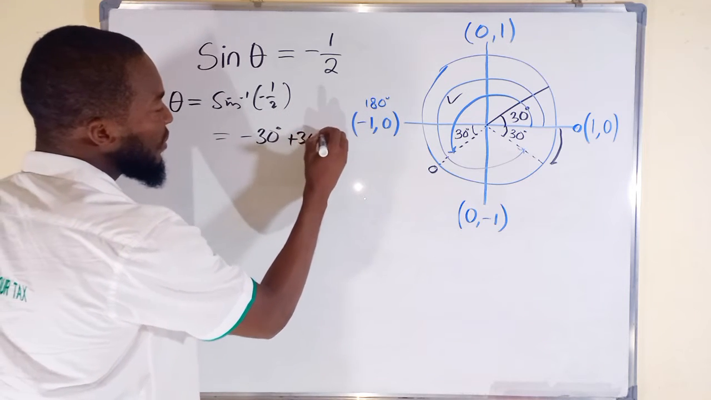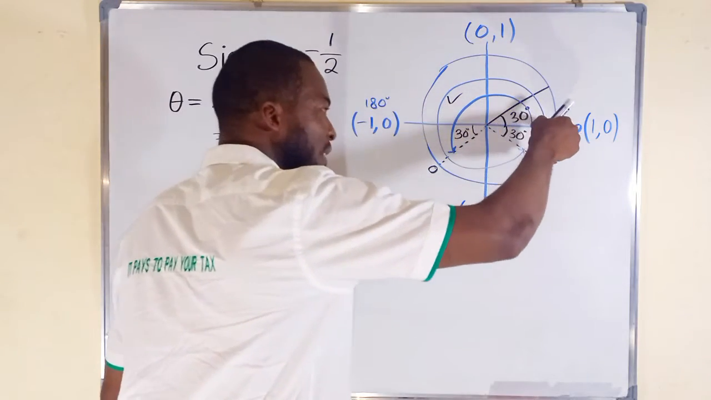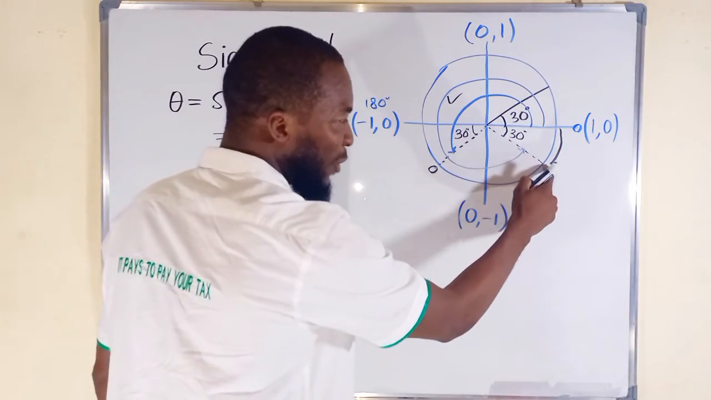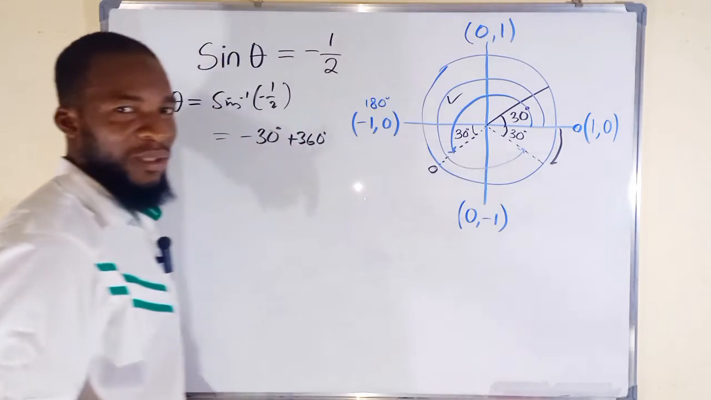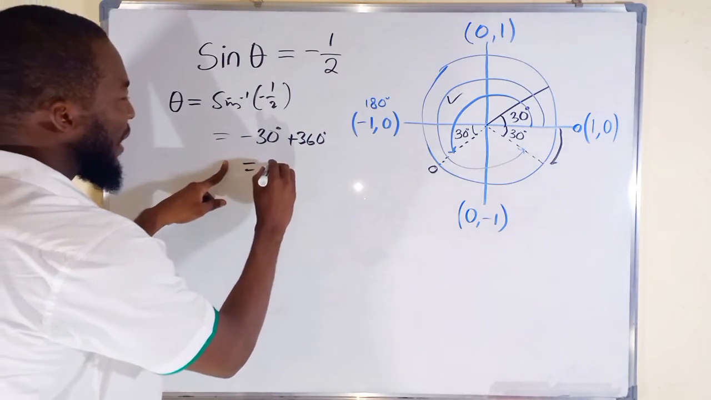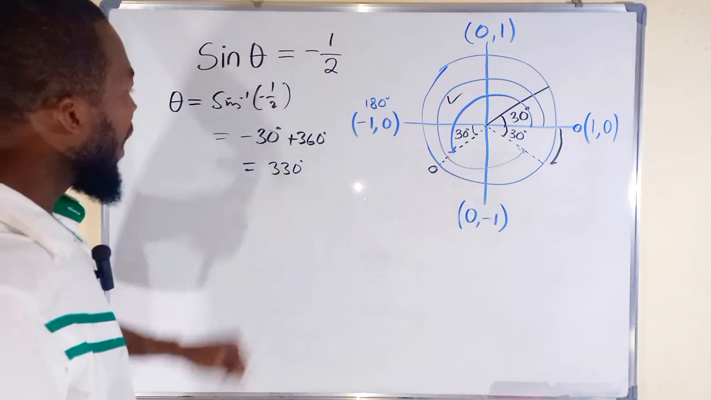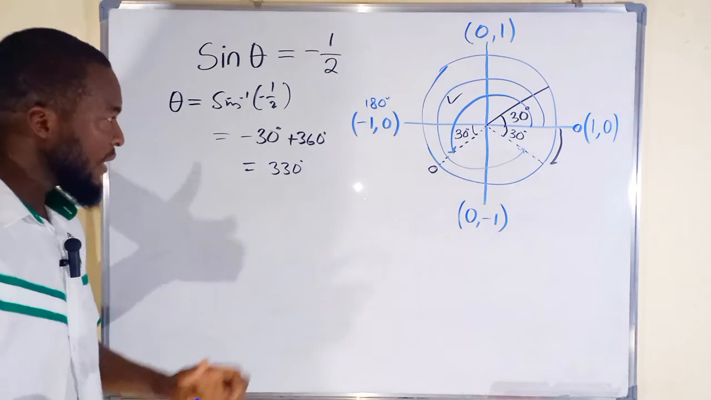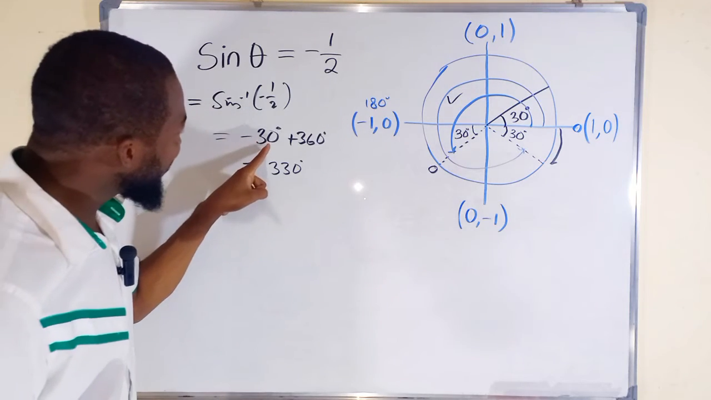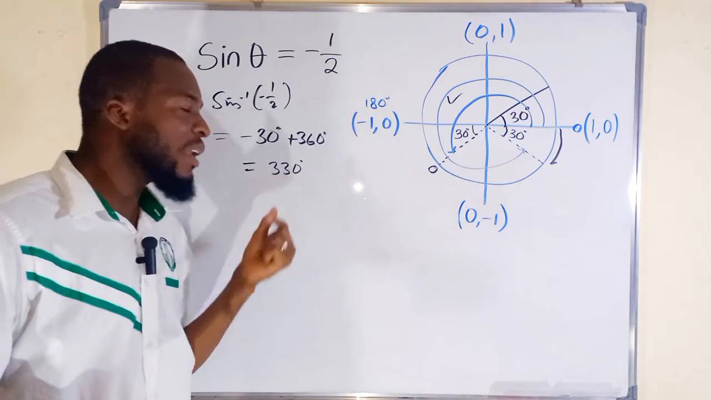Adding 360 degrees here means that you are moving from that particular point back to where you started. That is the coterminal angle. And this will give you what? 330 degrees. You see one of the solutions? And what you should know is that sine of negative 30 will give you negative 1/2, as well as sine of 330 degrees.